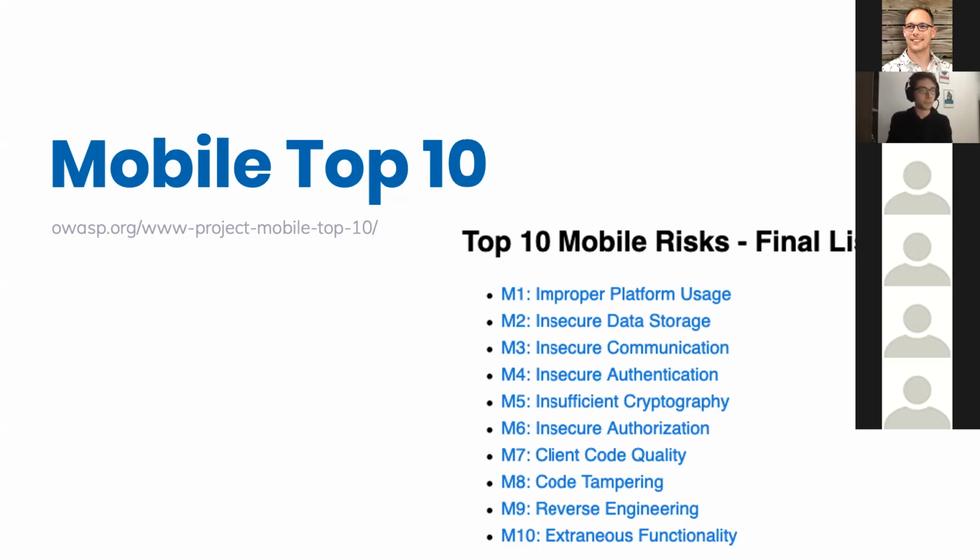And then the last two. Reverse engineering is basically, given some bytecode, an APK or an iOS IPA, extracting the source code and analyzing it from the deliverable. And the last one, extraneous functionality, is super common because we are developers. For example, if you have some test code and you didn't remove it in your release version, that's extraneous functionality, and that's what the risk is talking about. But we said we won't concentrate on this project. Let's look at the next one.